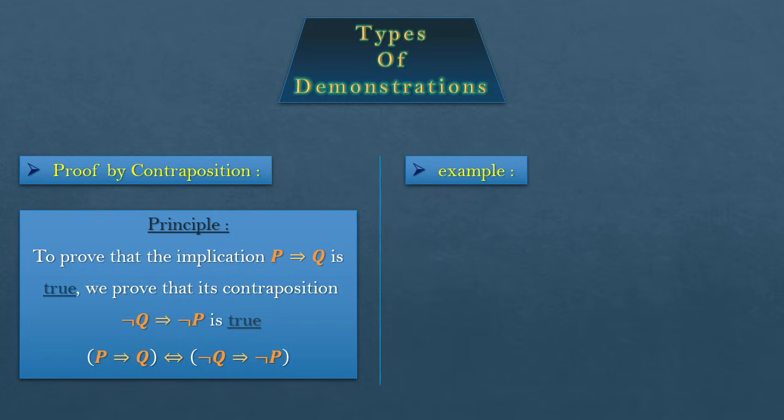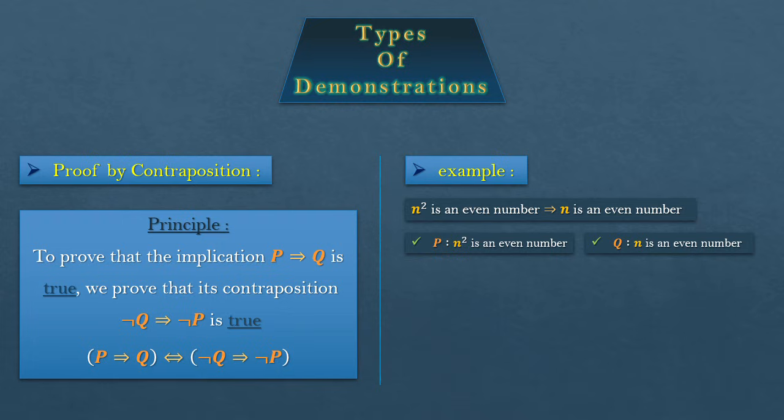Now, as an example of application of this kind of proof, if you want to prove that if the square of a number n is even, then the number n is even, we would have the statement P, which says that the square of n is an even number, and the statement Q, which says that the number n is an even number. So the proposition not Q states that the number n is not even, and the proposition not P states that the square of n is not even.